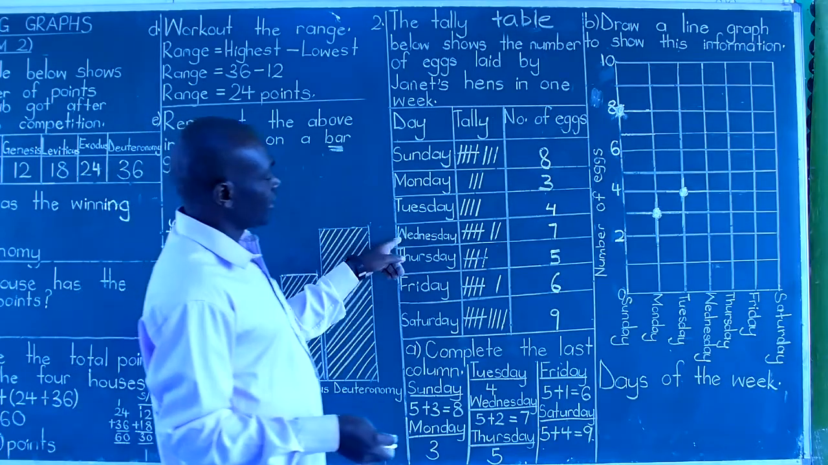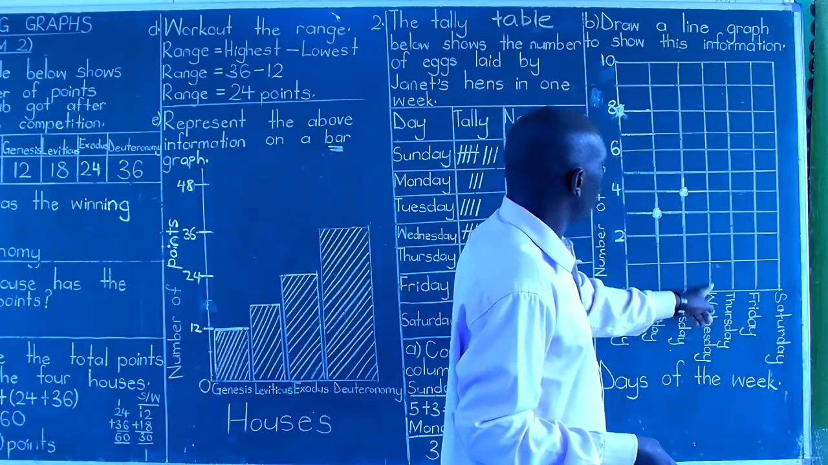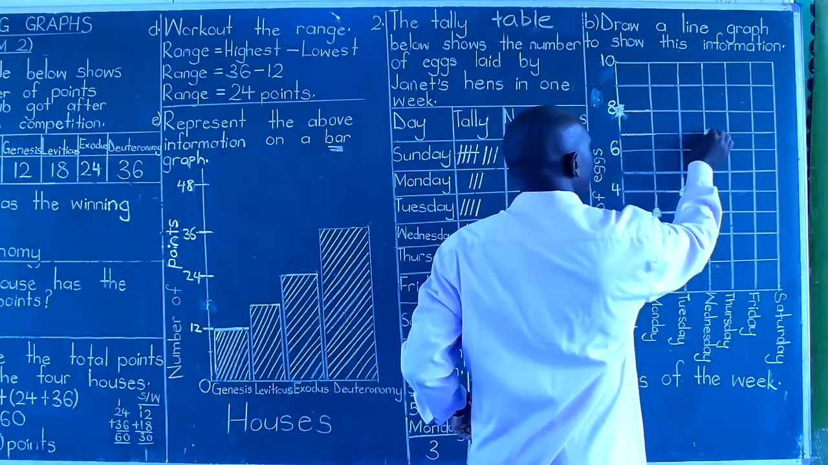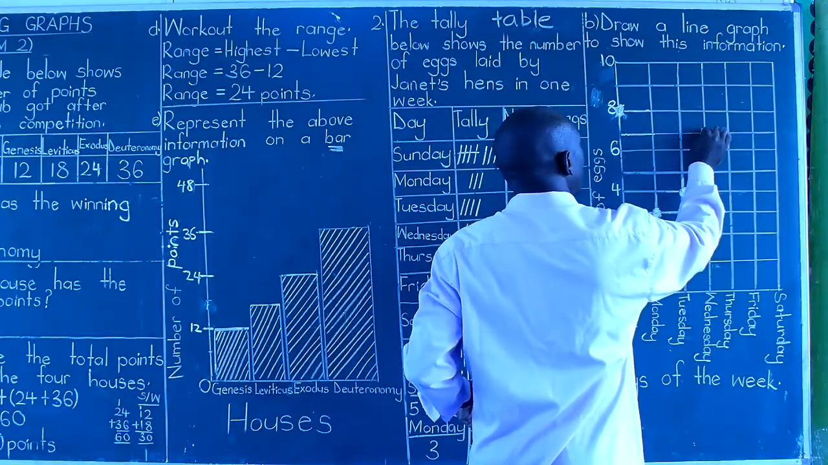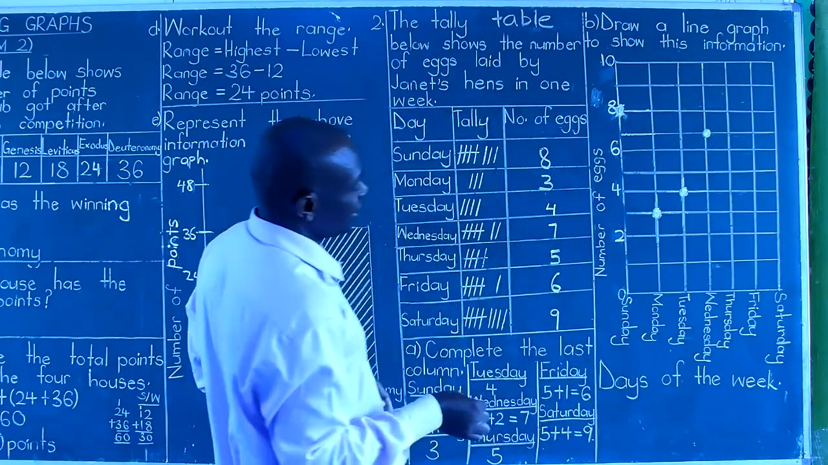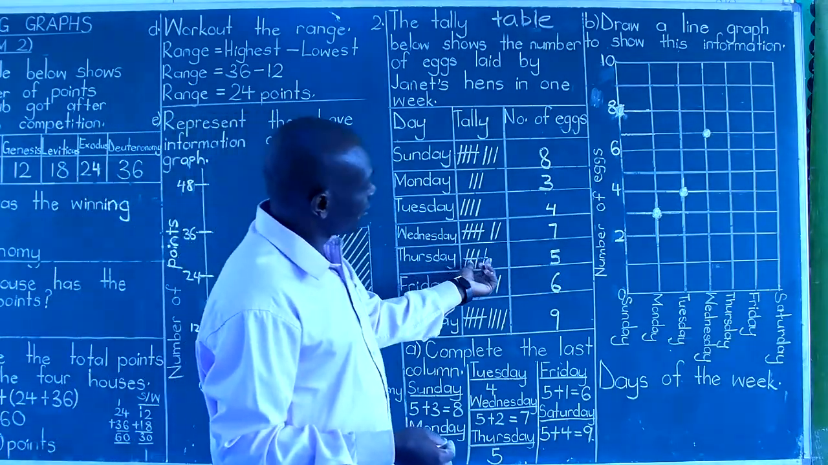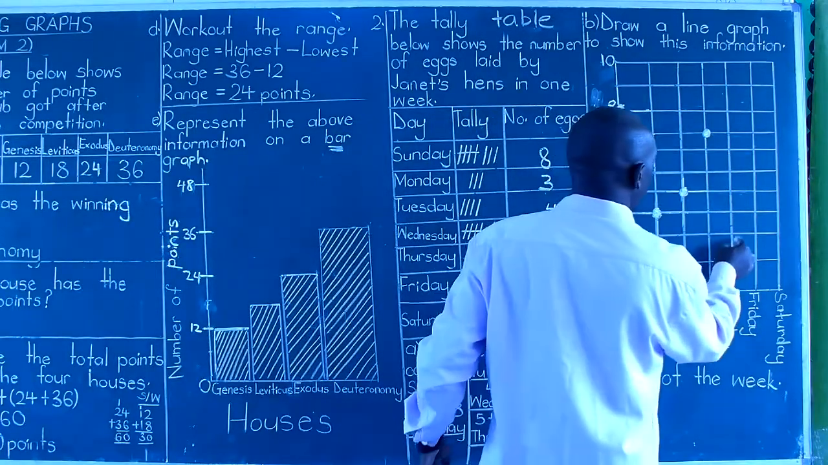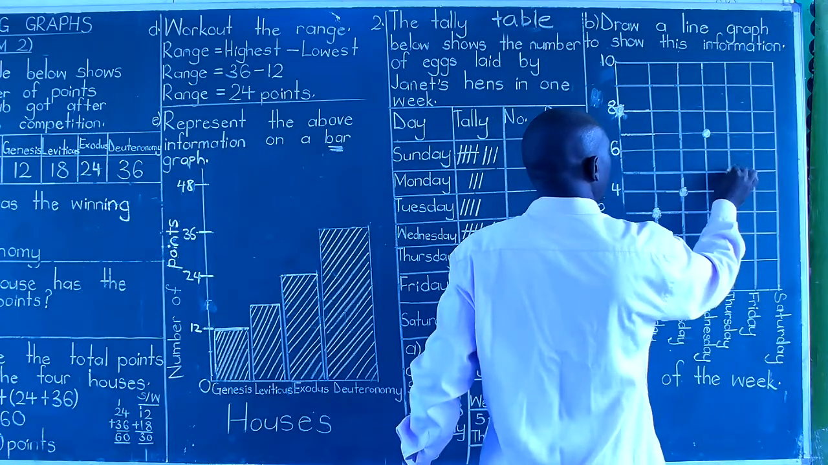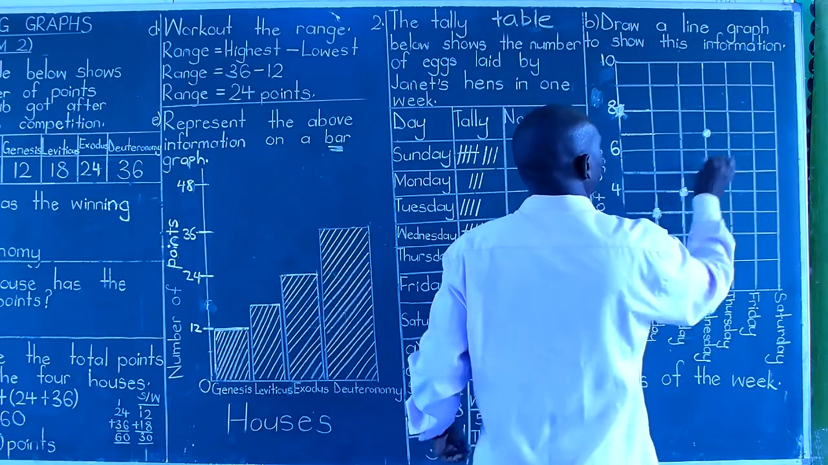Then go to Wednesday. 7 eggs were laid on that Wednesday. Go 1, 2, 3, 4, 5, 6, 7 eggs. So 7 is here. Put our dot in a thickened way so it is seen. That's Wednesday. As we go to Thursday, these are 5 eggs that were laid that day. 1, 2, 3, 4, 5. 5 eggs were laid that day. That is what is called a line graph.